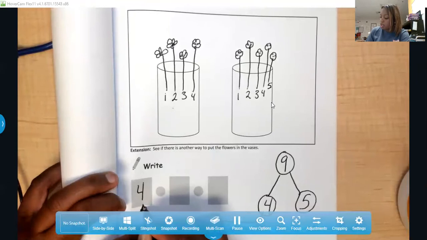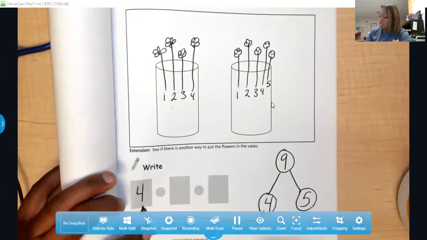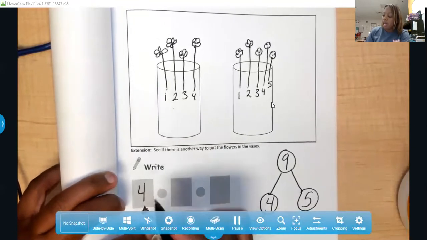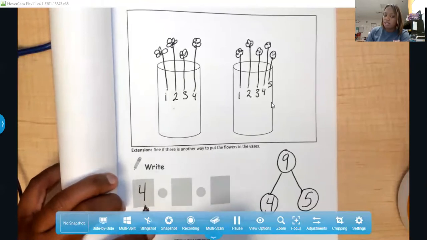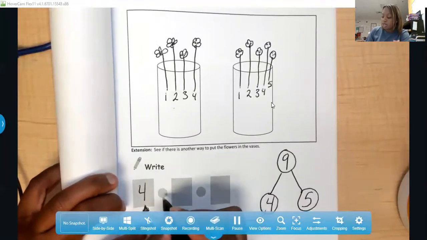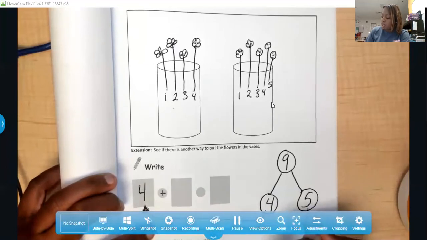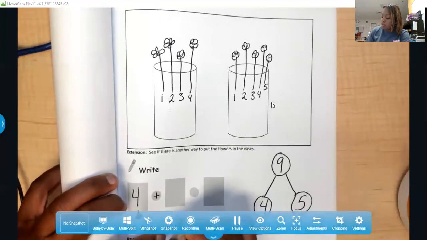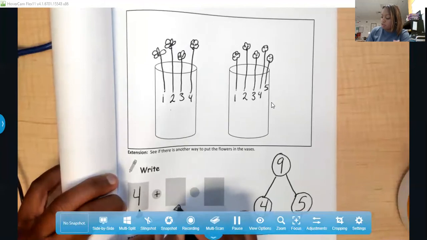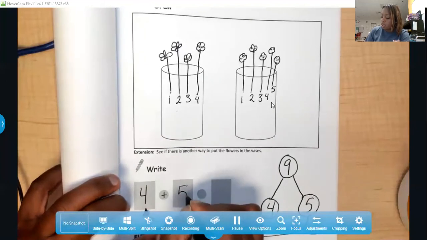My arrow got a little crazy. And then since we are adding and not subtracting, I'm going to put a what sign? Correct, you guessed it, a plus sign. And I'm taking my second part and I'm gonna put it right here. So the 5 will go here.